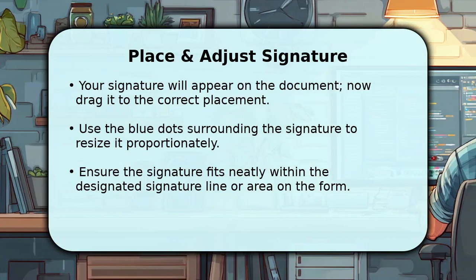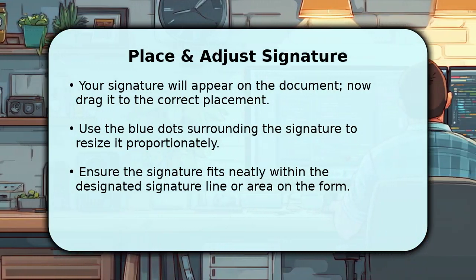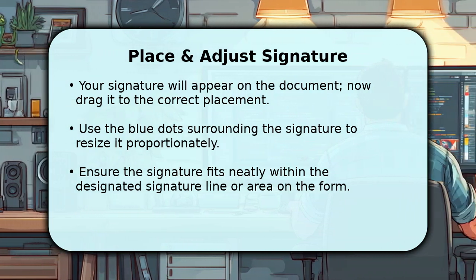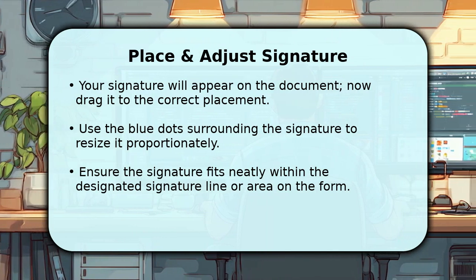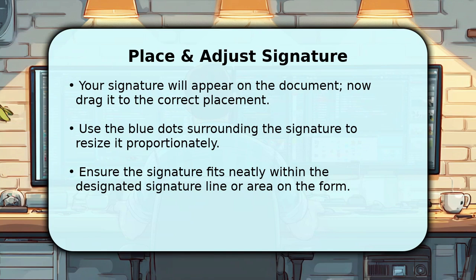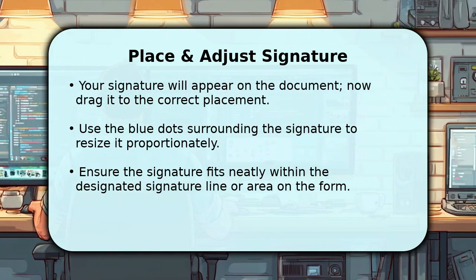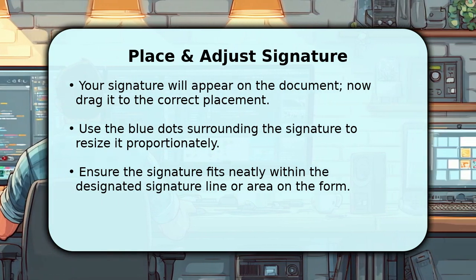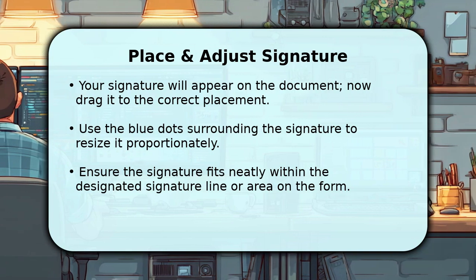Once you have either drawn or selected your signature, it will automatically appear on your document. Now, simply tap and drag your signature with your finger to move it precisely to where it needs to be placed on the form. If the size isn't quite right, you will notice small blue dots around the edges of your signature. Tap and drag these blue dots to resize the signature, making it larger or smaller until it fits perfectly.